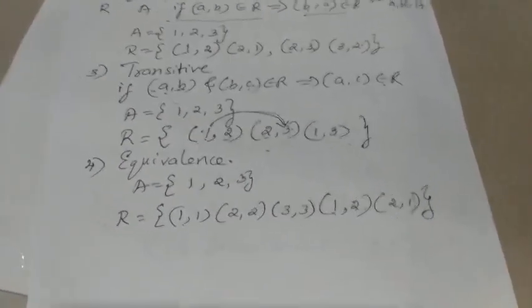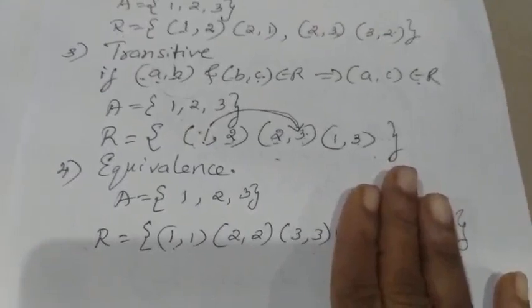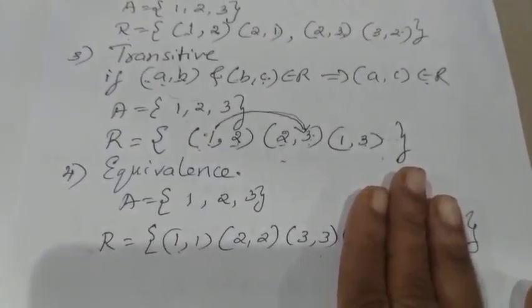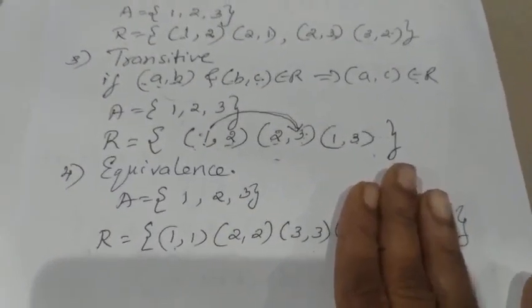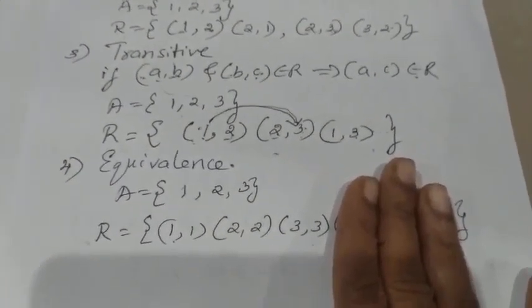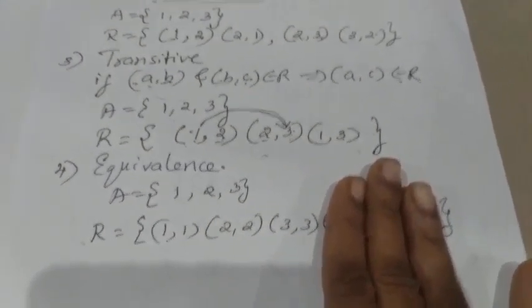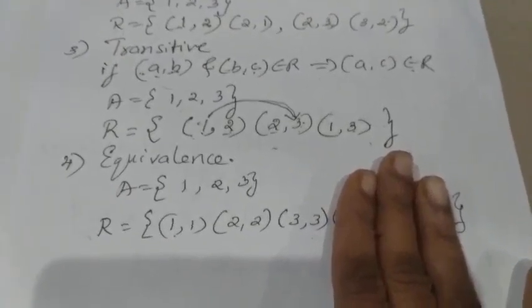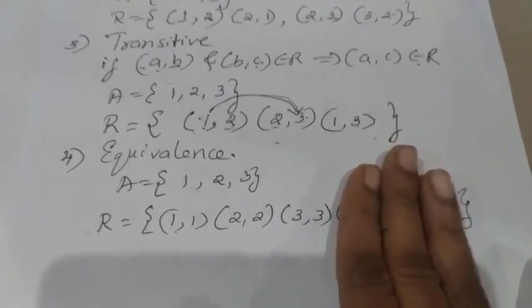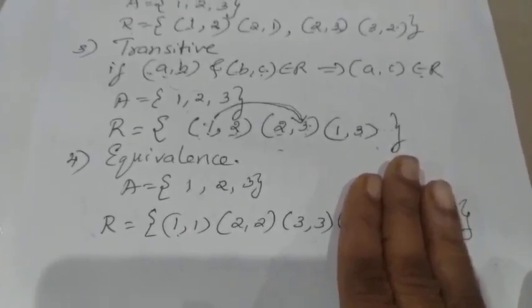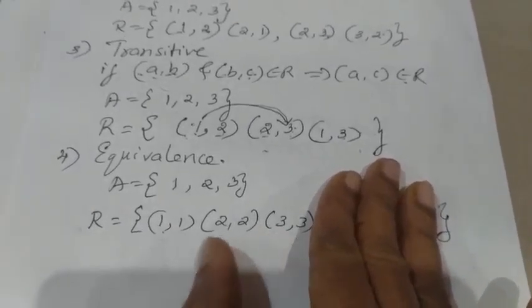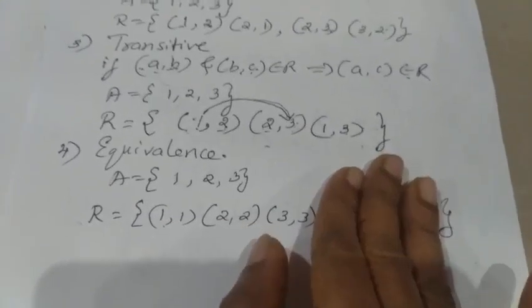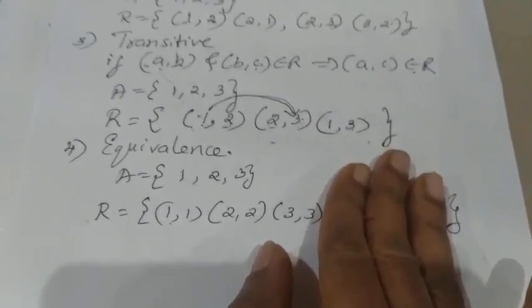Create a simple relation. Suppose your relation is only like this: (1,1), (2,2), (3,3). Now, this relation is reflexive, no doubt. But what about the symmetric property? It is symmetric also. If (a, b) is there, then (b, a) must be there. Here (a, b) with two different elements is not included in this set. Therefore, no need to check whether (b, a) is there or not.